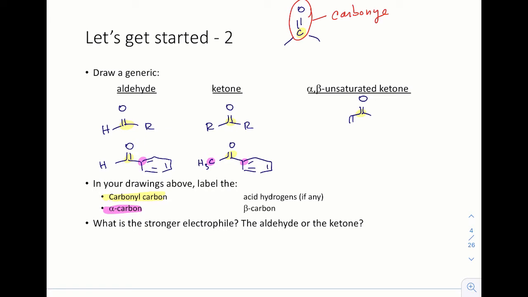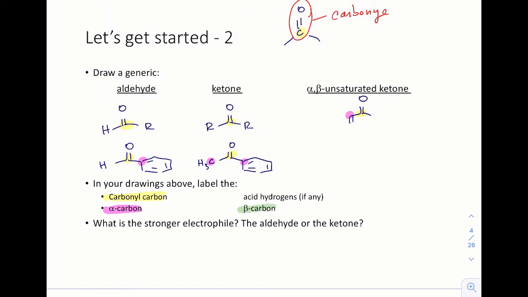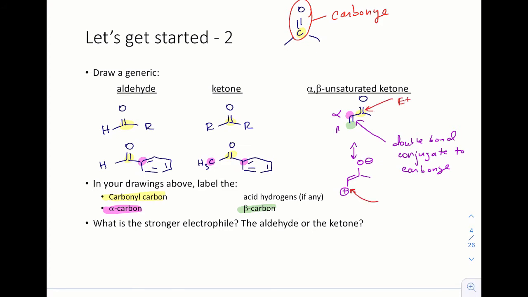An alpha beta unsaturated ketone, let's check out its alpha carbon. Let's check out its beta carbon. That's adjacent to the alpha. So alpha beta unsaturated ketones have unsaturation, a double bond between the alpha and beta carbons, conjugated to the carbonyl, meaning that this molecule is represented by resonance structures. We know that alpha beta unsaturated ketones are electrophilic at the carbonyl carbon, like all aldehydes and ketones, and also at that beta carbon.